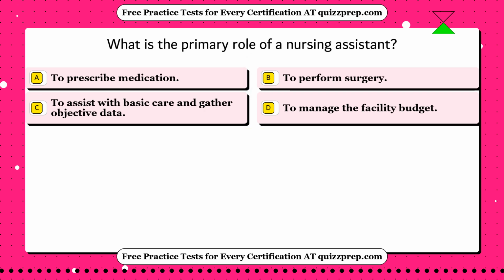Question 117. What is the primary role of a nursing assistant? Option A, to prescribe medication. Option B, to perform surgery. Option C, to assist with basic care and gather objective data. Option D, to manage the facility budget.